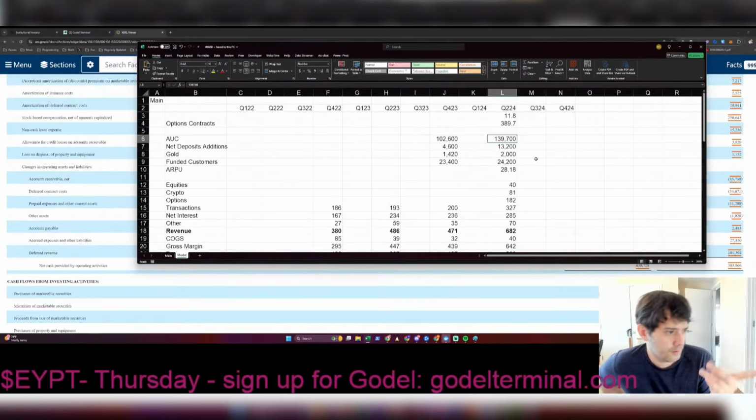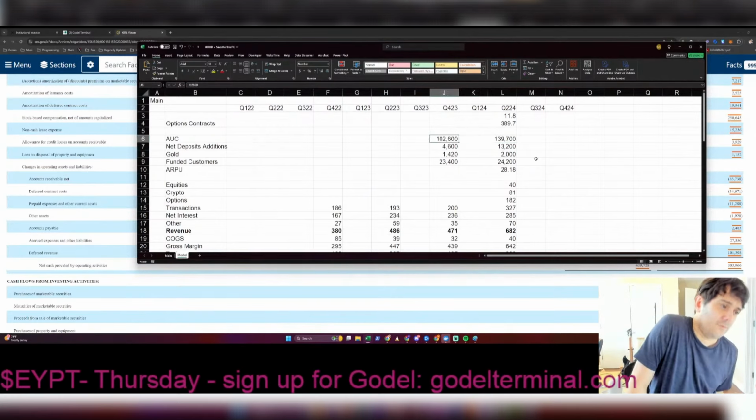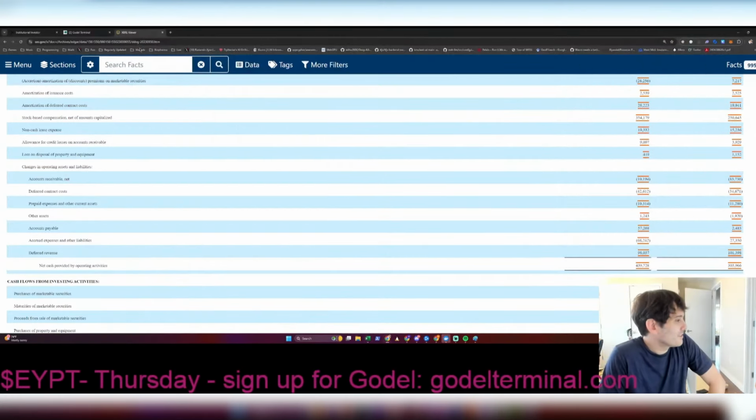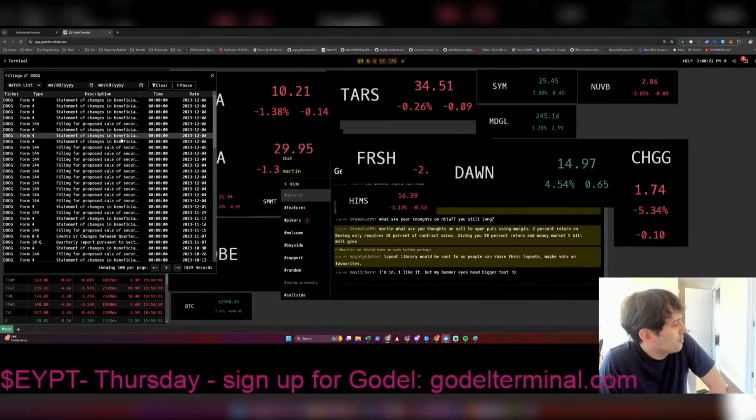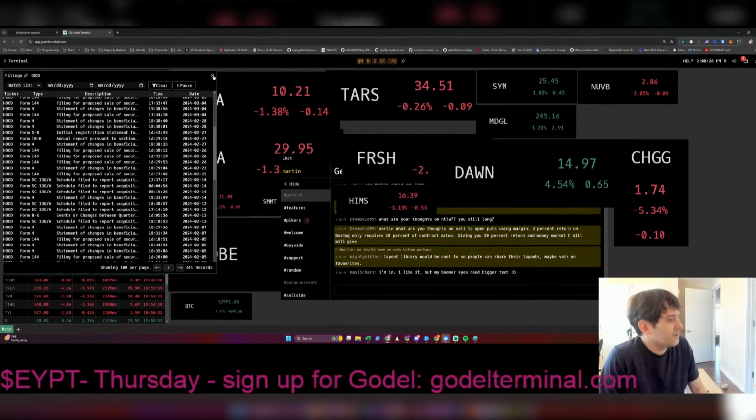But the fact that their assets are, that's not even 40% year over year growth. That's 40% in two quarters. It's almost hard to believe. Could you imagine? Nobody else is growing like that. But they're not the size of Schwab.